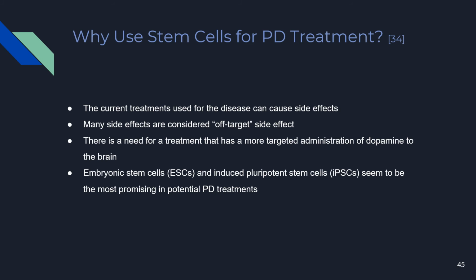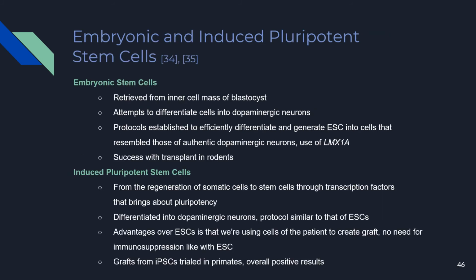After decades of research, it was concluded that embryonic stem cells and induced pluripotent stem cells seem to be the most promising in potential Parkinson's treatments. Embryonic stem cells are retrieved from the inner cell mass of the blastocyst, which is a structure found in the early development stages of an embryo. Those working with this type of cell attempt to differentiate them into dopaminergic neurons.